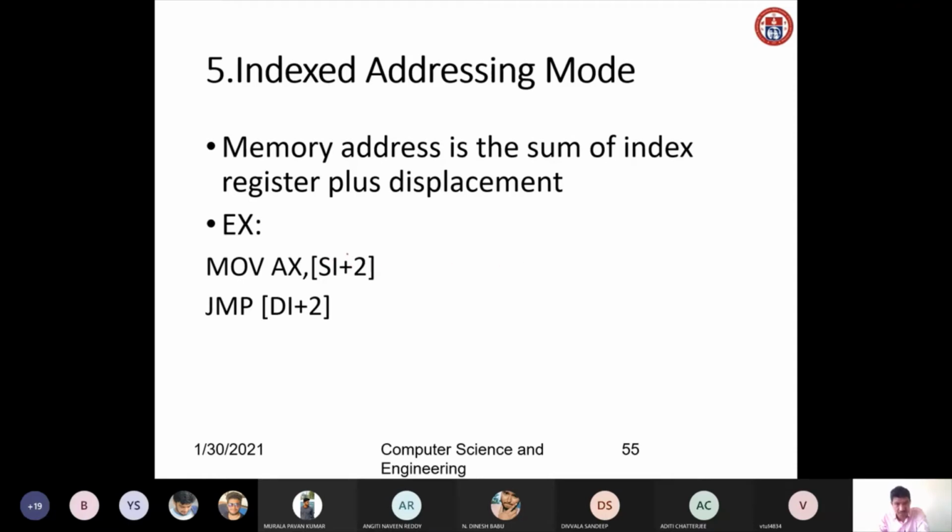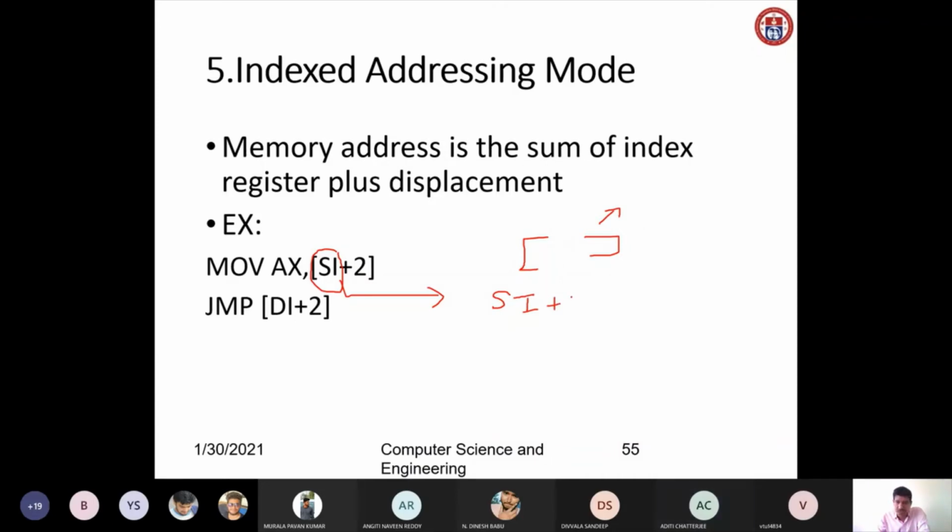If square brackets are given, then it is called a memory location. Normally the memory location is mentioned with the help of square brackets, like MOV AX, comma, square brackets. Now we have two parts here. One is the index register. Can anybody tell what the index register is here? Source index register. Yes, SI means it is a source index register. And what is the displacement value?